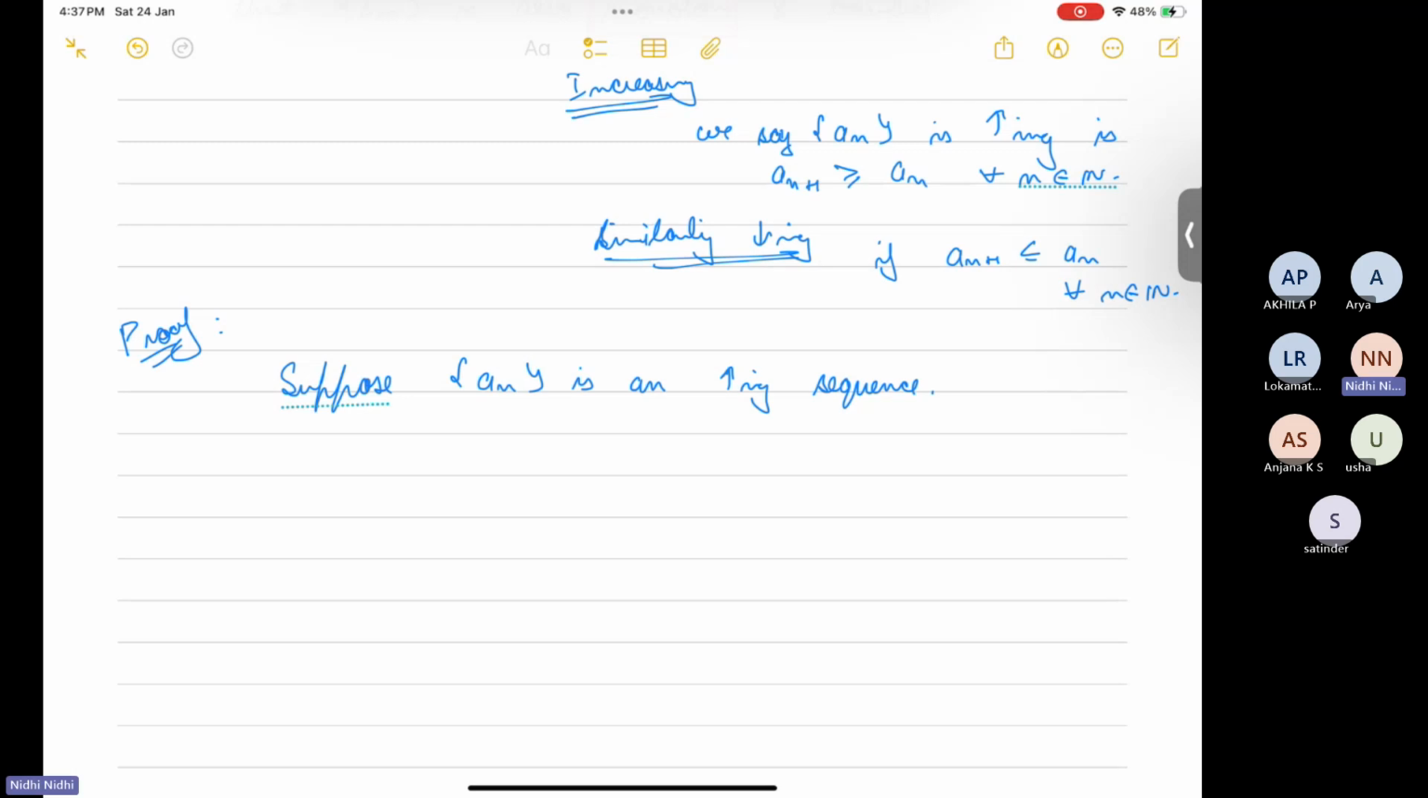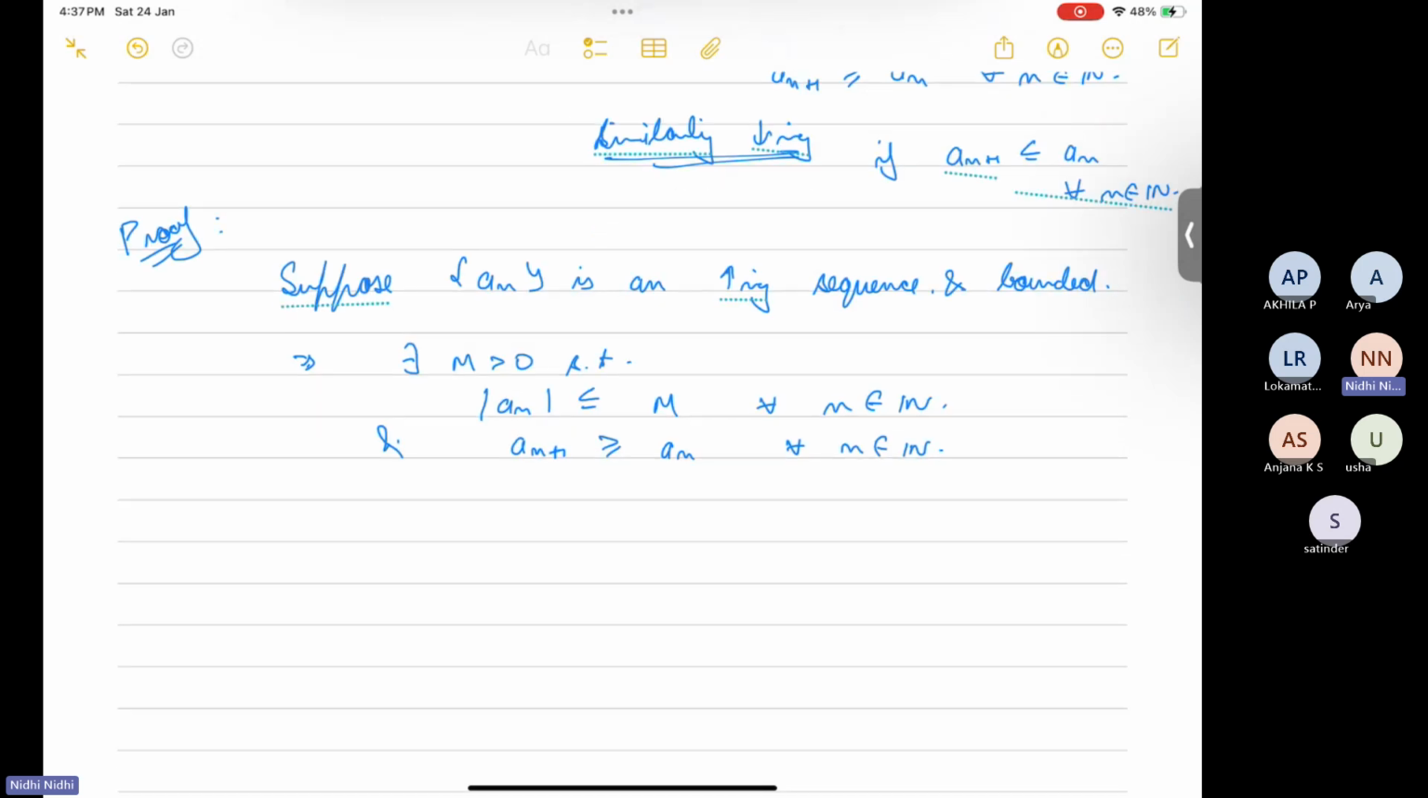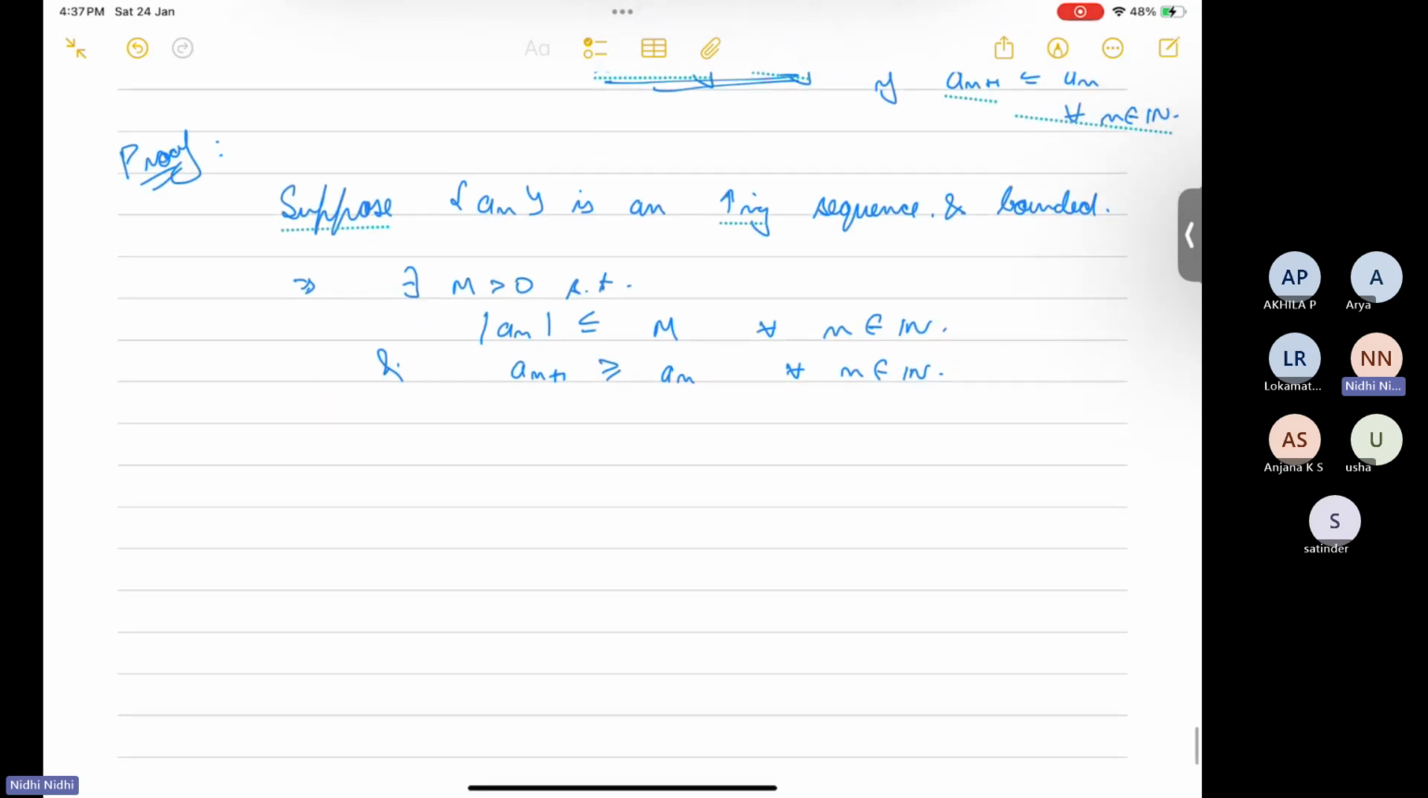And of course, it is bounded. This implies there exists some m positive such that mod an is less than or equal to m for every n in N, and a n plus 1 is greater than or equal to an for every n in N. Next, firstly, let's show that the sequence Sn is bounded as well.